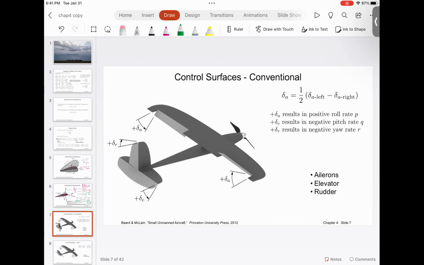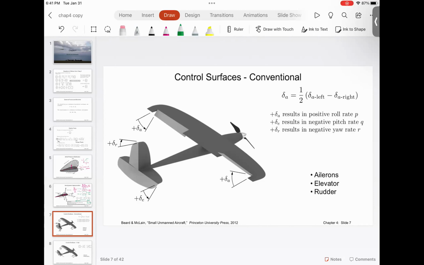So if you look at this, let's talk about this. This is called the elevator. This is the primary means to generate the lift, so basically to increase the pitch. If this elevator pitches down, then the aircraft goes up.